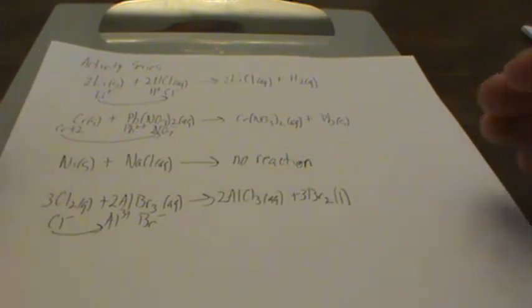So that's how you work with the activity series. And on the assignment that I have posted along with this video, this is what you're going to be doing. The first part is using your activity series, figuring out if the reaction is going to take place. If it does, figure out what your products are going to be. Use your solubility rules.